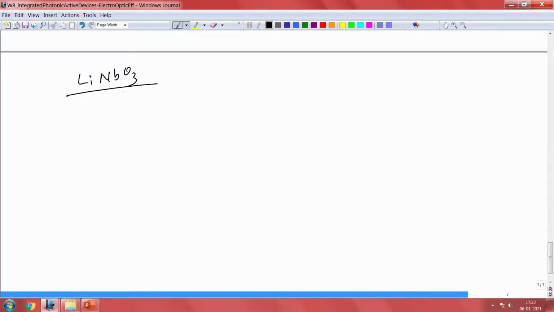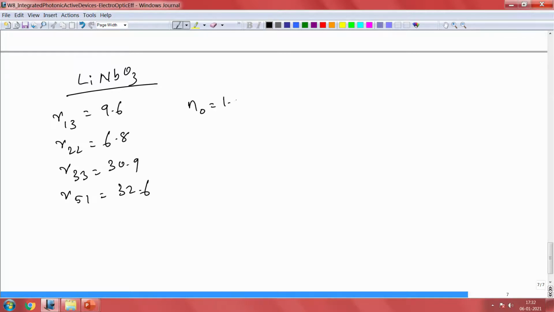This is all the non-zero tensor elements that it has. Okay. So 9.6 for R13, R22 here is 6.8, and R33 is 30.9, and then R51 is 32.6, and the ordinary refractive index is 1.8830. This is uniaxial, and the other is 1.7367, and these R coefficients have units of 10 to the power of minus 12 meters per volt. Okay. So this is for lithium niobate.